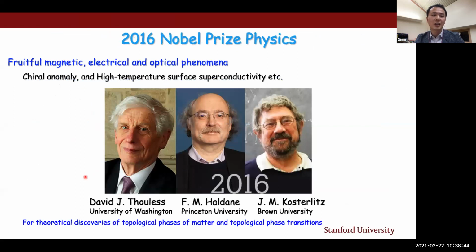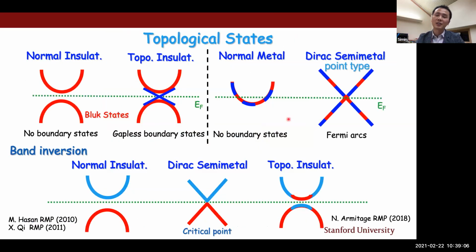In topological states, there are fruitful magnetic, electronic, and optical phenomena, such as the chiral anomaly. In 2016, the Nobel Prize in Physics was awarded to Thouless, Haldane, and Kosterlitz for theoretical discovery of topological phase transitions and topological phases of matter. So what are topological states?